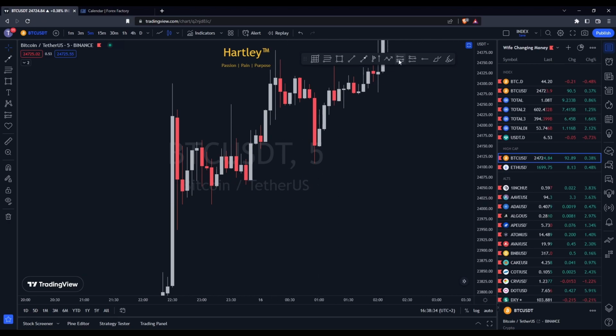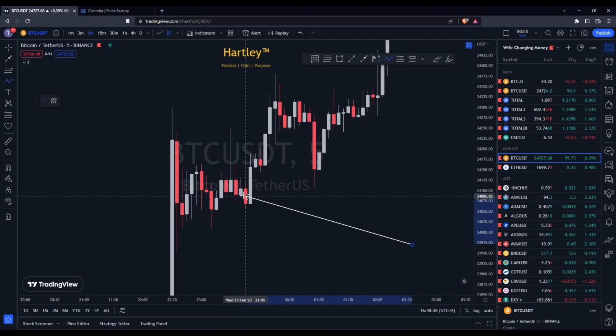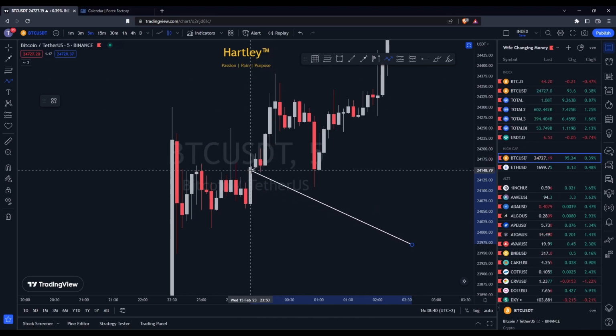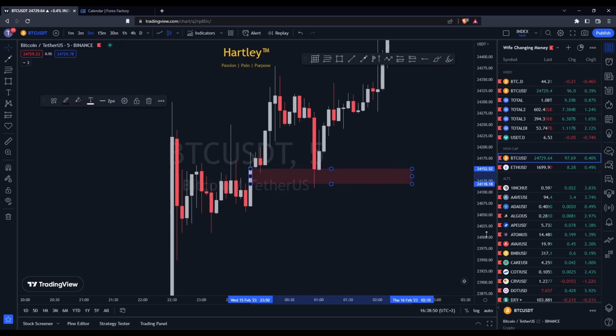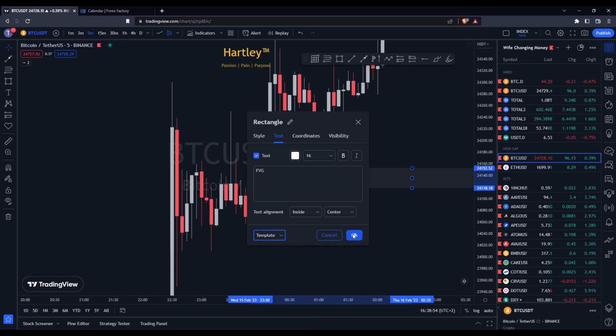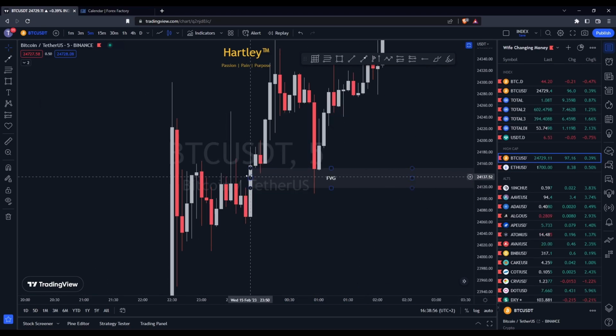You can see that the market made an expansion to the upside over here, right? And it left this imbalance over here between those two candles. There was a gap that printed between that candle and this candle. There's a small gap like that, right? I'm just going to mark it off as a FVG.